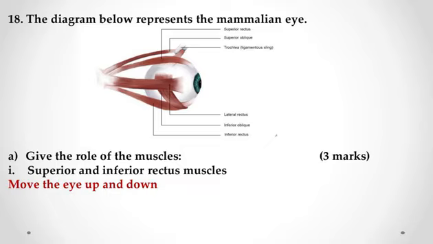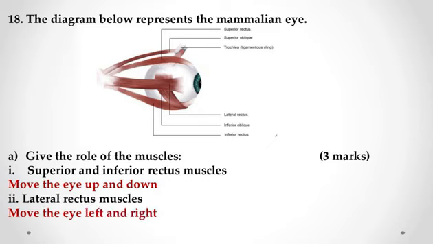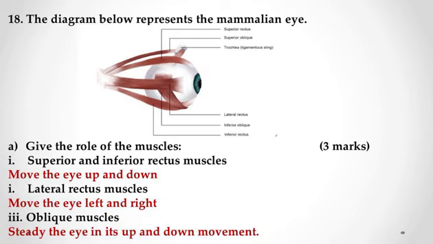So question A, the role of muscles. The role of the superior and inferior rectus muscles is to move the eye up and down. The role of the lateral rectus muscles is to move the eye left and right. The role of the oblique muscles is to steady the eye in its up and down movement.